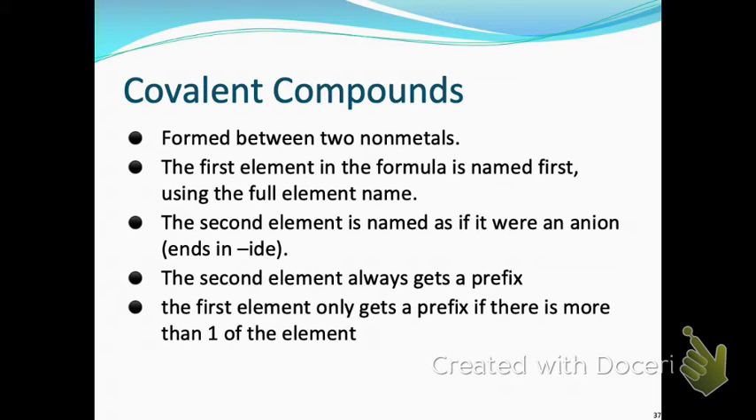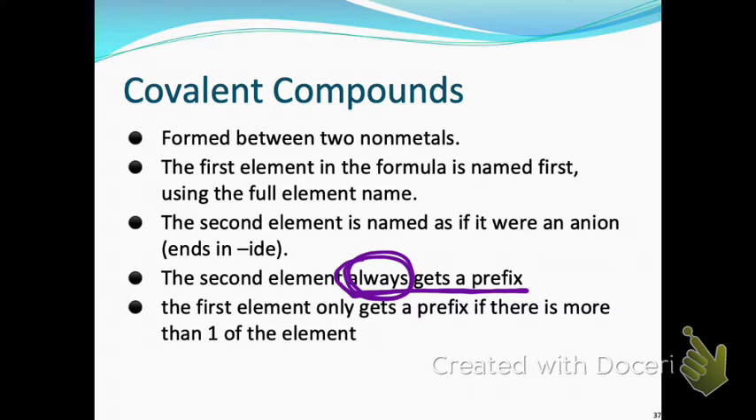In a covalent compound, the first element in the formula is named first using the full element name. So the first element in a covalent compound gets to keep its name. Okay, so we would go back to using oxygen or nitrogen or whatever it might be if that element comes first. The second element always ends in IDE. Okay, first element keeps its name. Second element ends in IDE. Okay, the second element always gets a prefix. Always, always, always. And I'll show you what those prefixes are in just a minute, but these are going to be mono, di, tri, tetra, all that kind of stuff, okay? So those are the prefixes that we use.